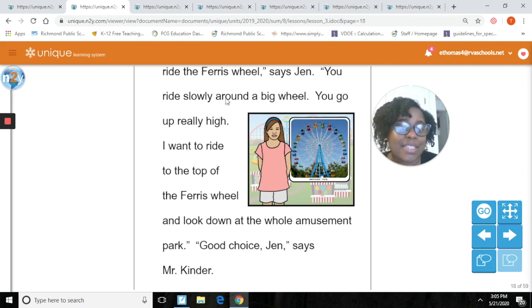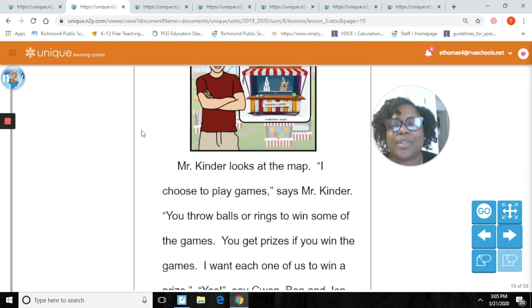So if you look at this Ferris wheel, can you imagine being way up here? Wow, and looking down, being able to see the whole amusement park, that would be an amazing thing to do. And she's very brave because Miss Epps is not. I prefer maybe the merry-go-round. I don't know if we're going to talk about that in this particular story or not, but the merry-go-round is close to the ground. You just kind of go around kind of slow. Okay, all right, but good for Jen. Let's move on.